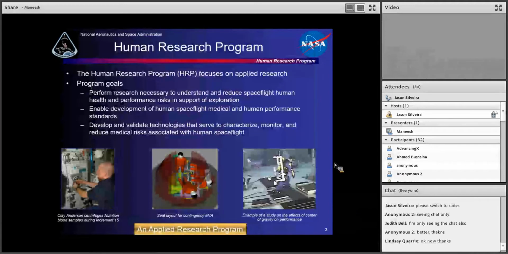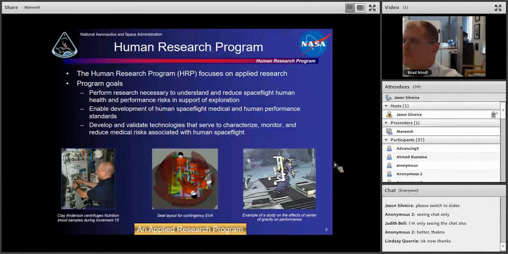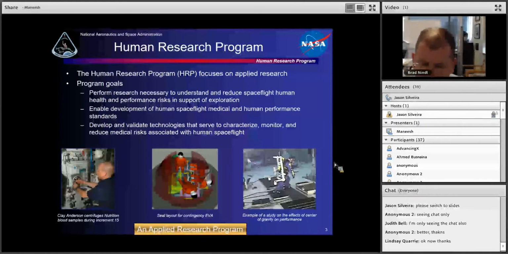So the Human Research Program focuses on an applied research set of goals. We are not NIH in space. We don't have the resources, both monetarily and from subject number and opportunity, to do those kinds of things. So what we do is perform the research necessary to understand and reduce spaceflight human health and performance risks in support of exploration. We have a list of identified risks that we work towards ameliorating.